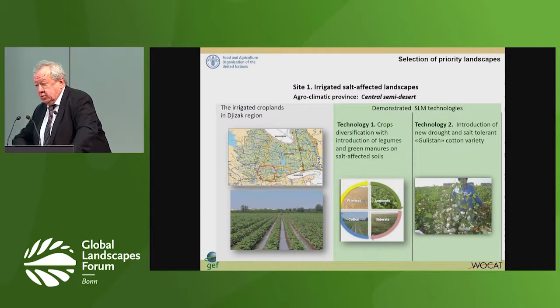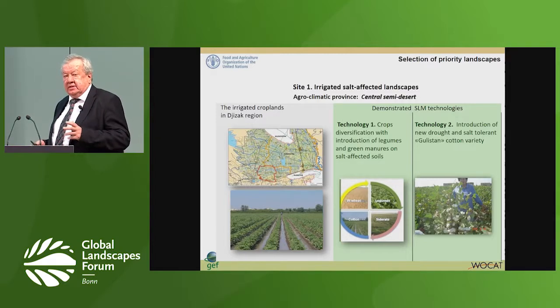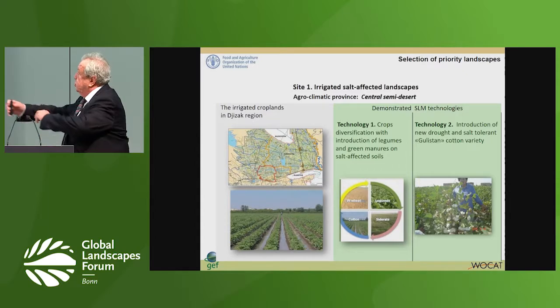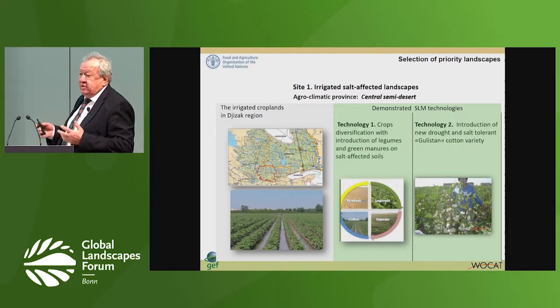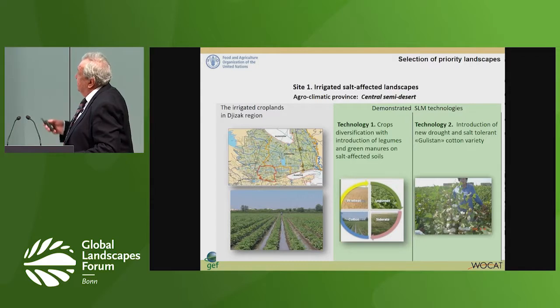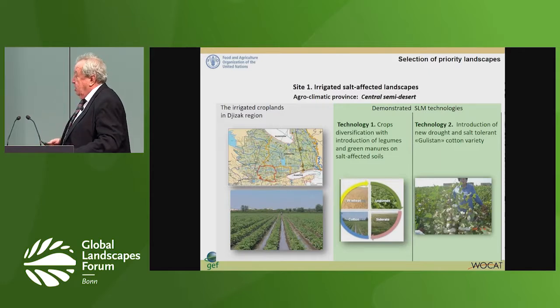Due to this, among the chosen pilots, we chose an irrigated area, which is close to Jizzakh region. In this irrigated region, we have lands which are subjected to salinity. What is necessary to do? Of course, it's necessary to choose some technologies which give the opportunity to increase yield. One of them is crop diversification with the introduction of legumes and green manure on the salt-affected soils. Next, we show a new sort of cotton named Gulistan, which is a salt-tolerant sort.